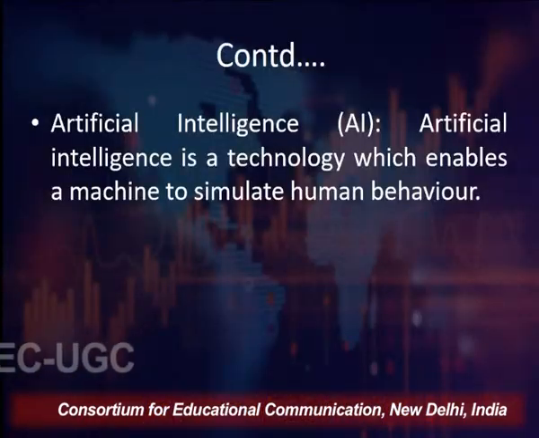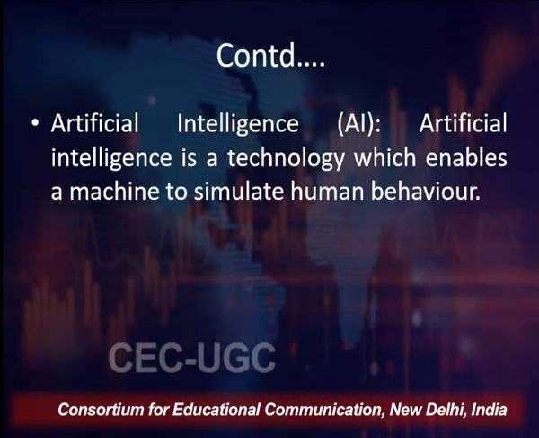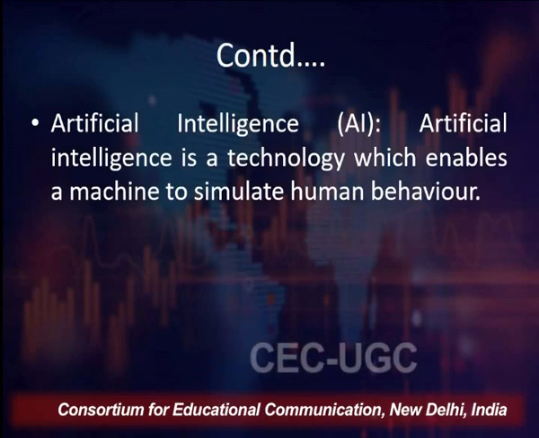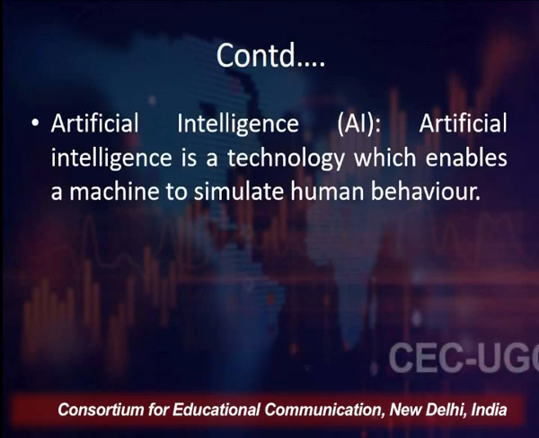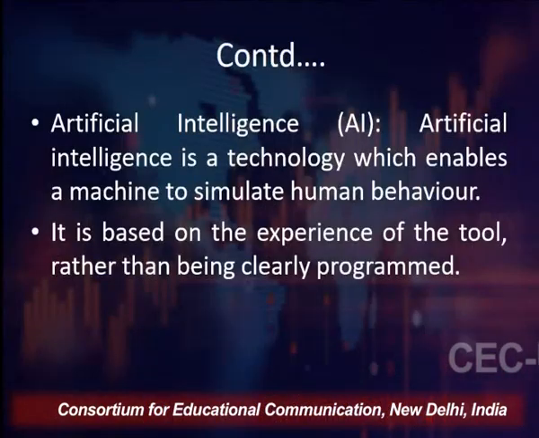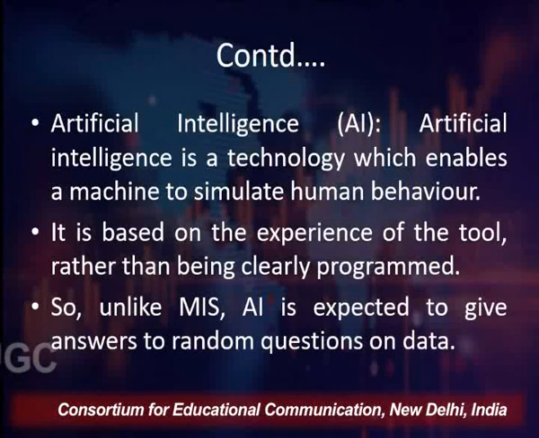Artificial intelligence: many times students ask, sir, how do we define it? It is basically a technology which enables a machine to simulate human behavior. That is why we call it artificial: intelligence is there, but it is not natural. It is based on the experience of the tool rather than being explicitly programmed. So unlike MIS, AI is expected to give answers to random questions on data.